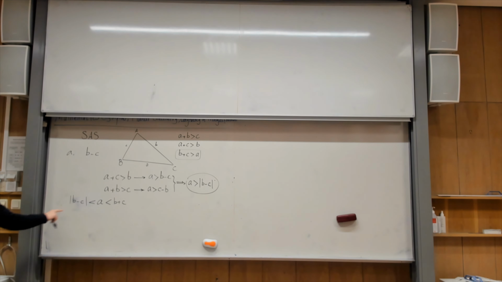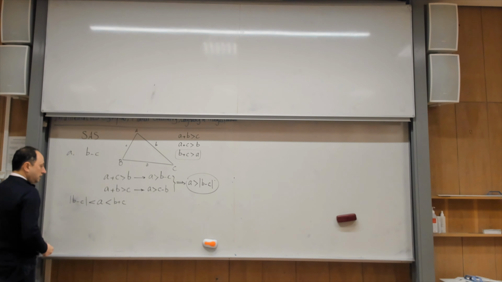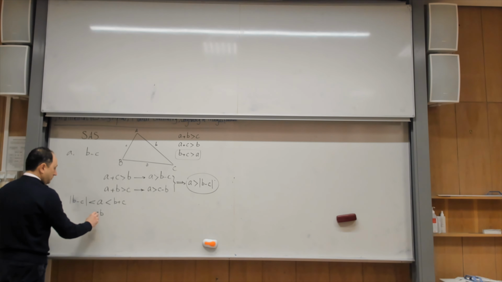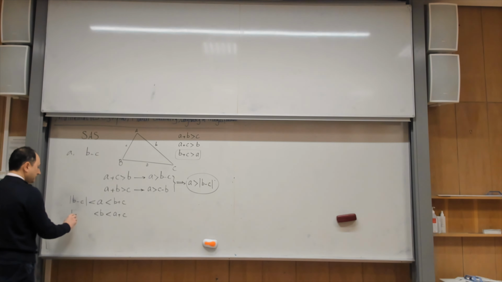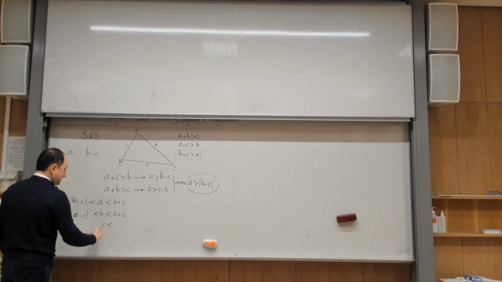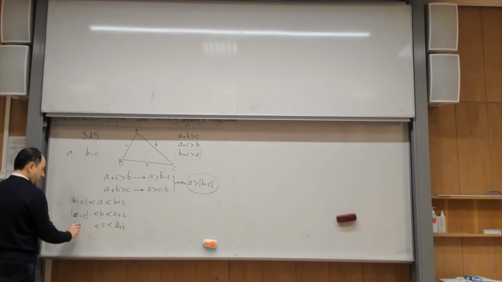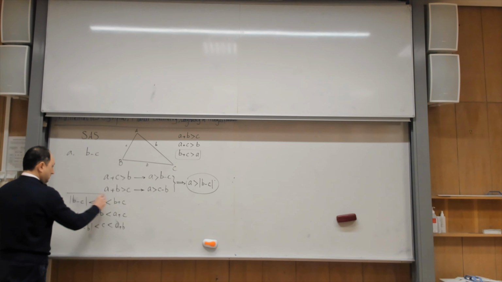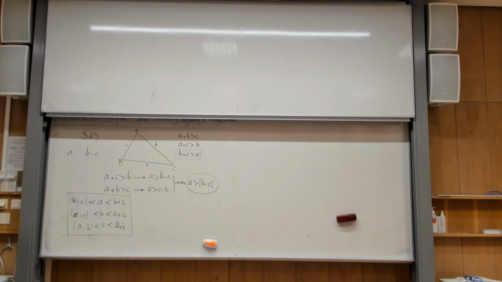So the length of one side lies between these two numbers, and I can write the same thing for b. It is less than a plus c, but greater than the absolute value of a minus c. And c is less than a plus b, and it's greater than the absolute value of a minus b. This is something I want you to have in mind when you are working with triangles.